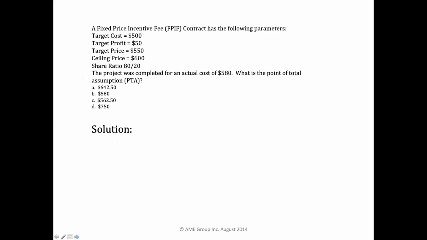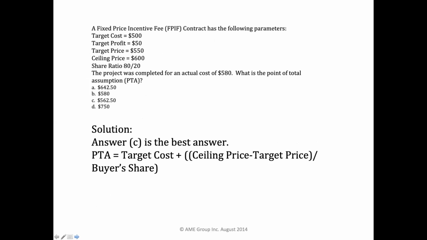I'm going to the next page. You can see I have the question repeated at the top. To solve for the point of total assumption, we write down the equation. PTA equals target cost plus, and then you see the double parentheses and then single, ceiling price minus target price, end of single parentheses, divided by the buyer's share.